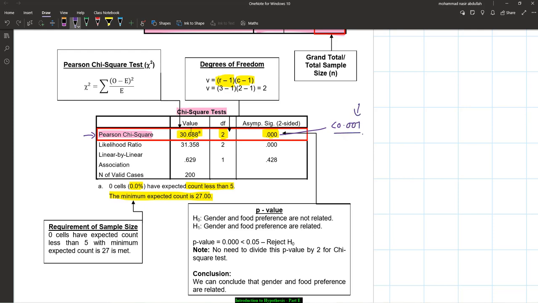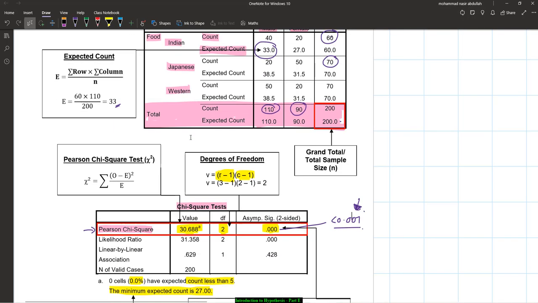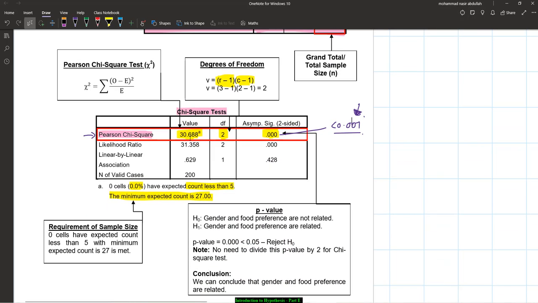So this is the correct way to present the p-value, instead of putting the value only, right? Now if you are using the p-value approach, since the p-value is not less than 0.001 but it's less than 0.05, which is our alpha, then we will reject the null hypothesis.